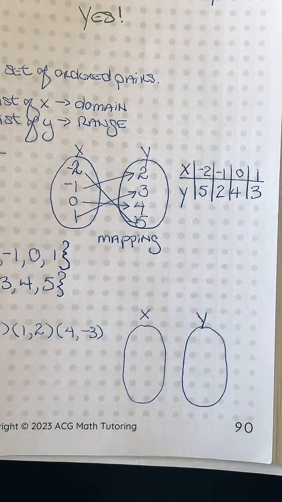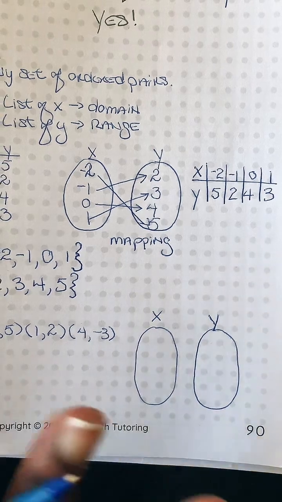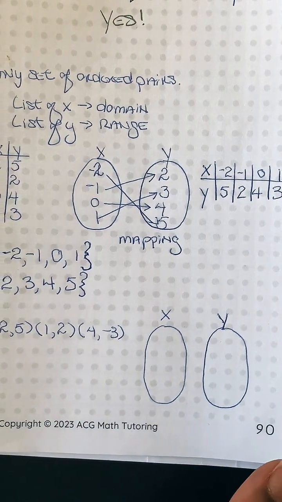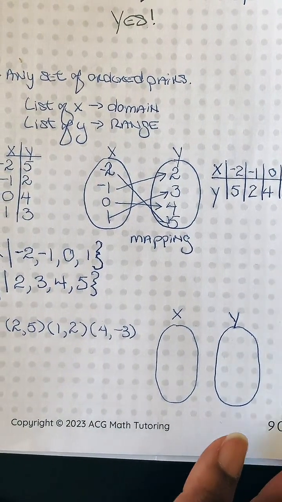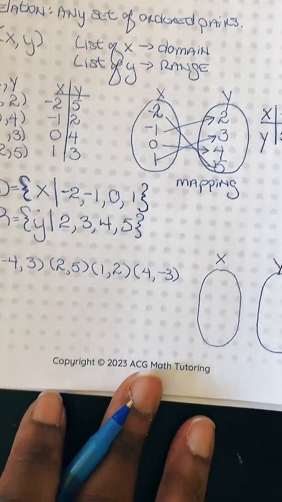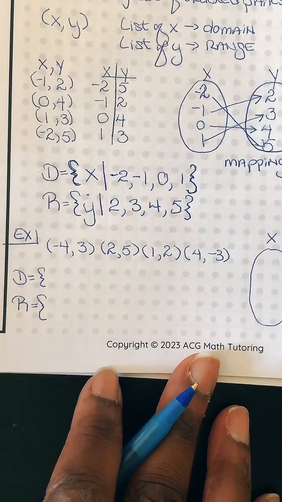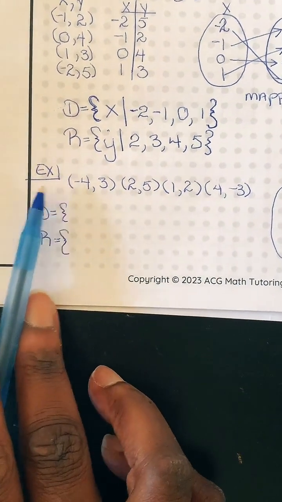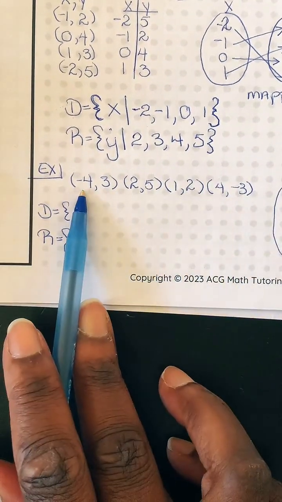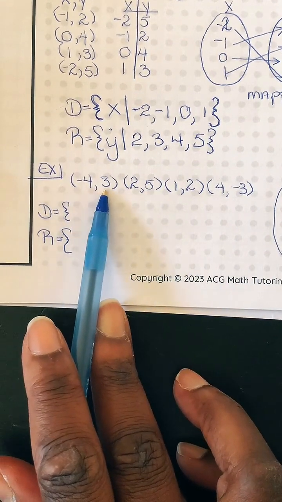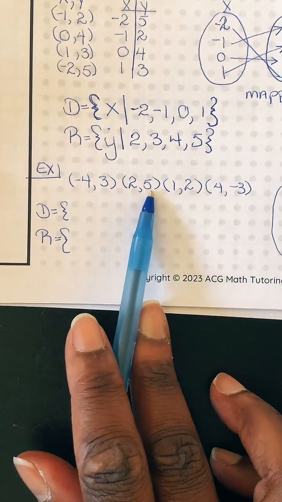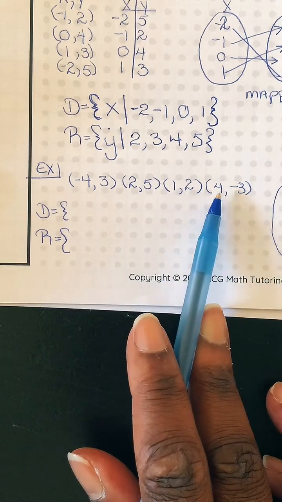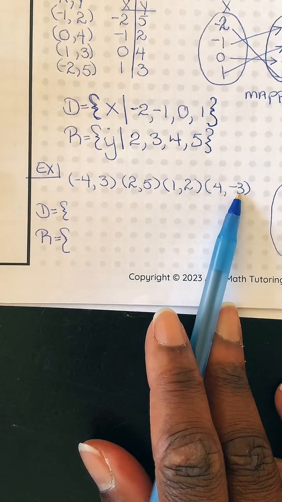Okay? So today shouldn't be too stressful. None of this should be too stressful. So now I want you to try. We got an example right down here. We have a set of ordered pairs: -4, 3, 2, 5, 1, 2, 4, -3.